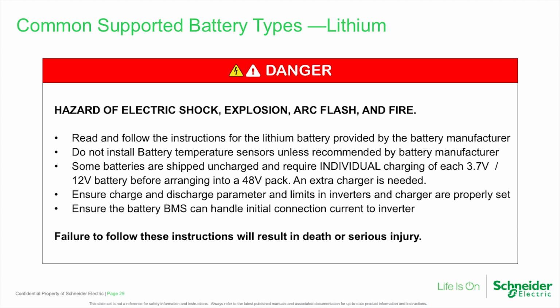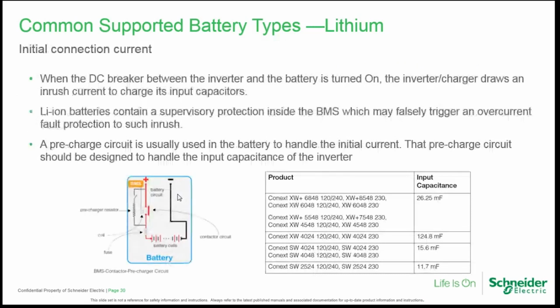And ensure the battery charge and discharge parameters are set properly, and make sure that the BMS can handle the initial connection current to the inverter. Because inverters have a lot of capacitors on the input, and when you first turn it on, it's going to draw a big whack of current. So you've got this typically inside the BMS, a pre-charge resistor that basically connects first to slowly charge up the capacitors, and then connects the main contactor to connect the battery to the inverter. This is the input capacitance of our inverters. That's what they need to know.